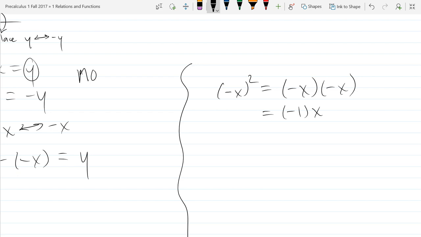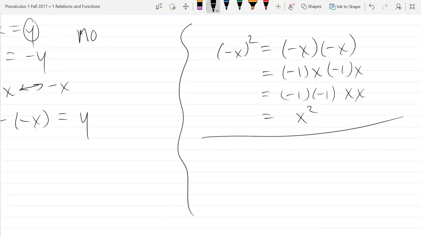That's how you make something negative. And then, of course, the other negative x is exactly the same thing, another negative 1 times x. And now we can reorder our multiplication. And now negative 1 times negative 1 is positive 1, and we just got positive x squared. So this is the full details of why the negative disappears right here. So that was x squared.